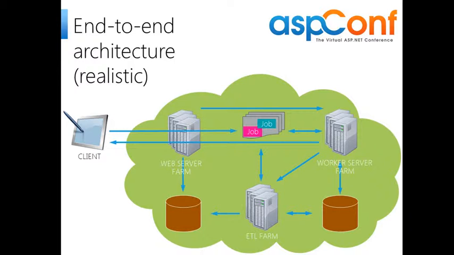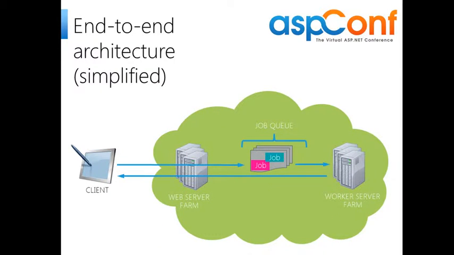I'm going to use a simpler architecture like this, where I will simulate the larger environment that you've seen in the previous slide. So to decouple our request processing, we are going to use queues. The queue will hold all the incoming requests, and the worker server farm will pick up those requests one by one and will process them. As soon as the request is complete, we will see how we can notify clients back.